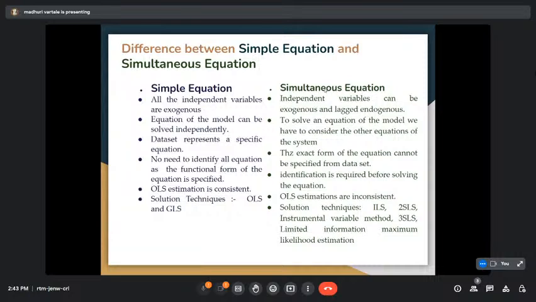So the solution techniques are given by ILS and 2SLS. Then instrumental variables methods are also used in the simultaneous equations, 3SLS least square methods, okay, and limited information and maximum likelihood estimations. These are the techniques. That's why these simultaneous equations are essential to study.